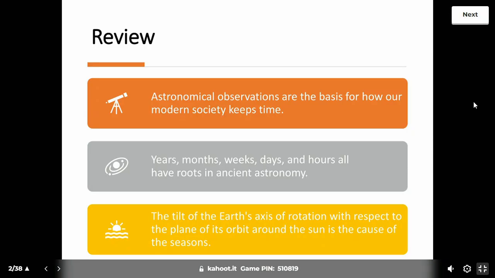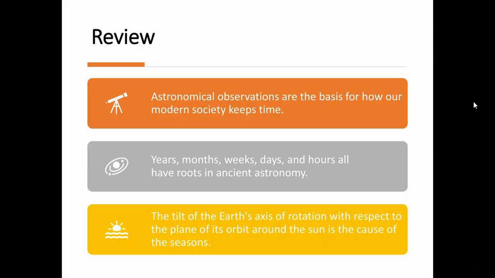So to review what we talked about last time, our modern way of keeping time all deals with astronomy. So years, months, weeks, days, hours, they all have roots in ancient astronomy. And then we finished the class by talking about how it's actually the tilt of the Earth's axis of rotation that causes seasons. It's not different distances between the Earth and the Sun.